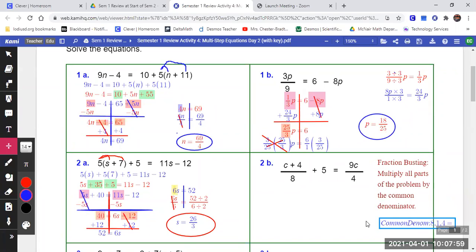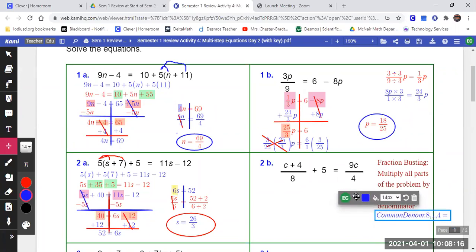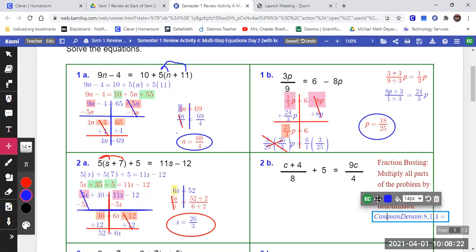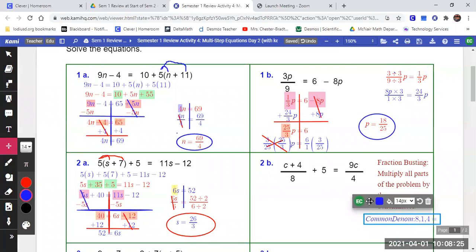What's the first number that all three of these will divide into? Not divide into them. They all divide into that number. So it has to be bigger than them or equal to them.